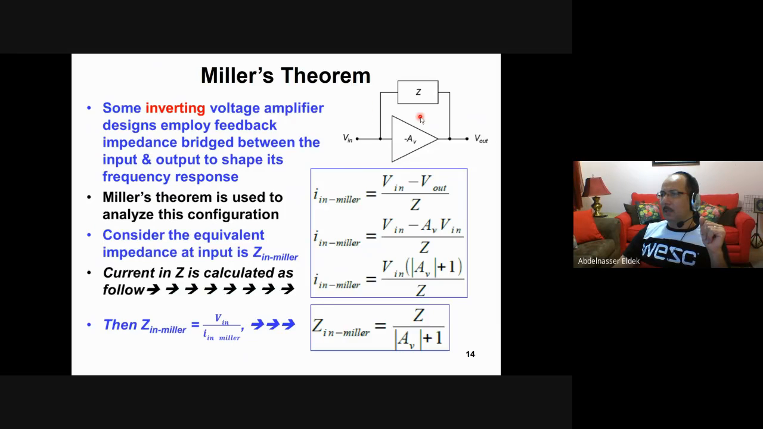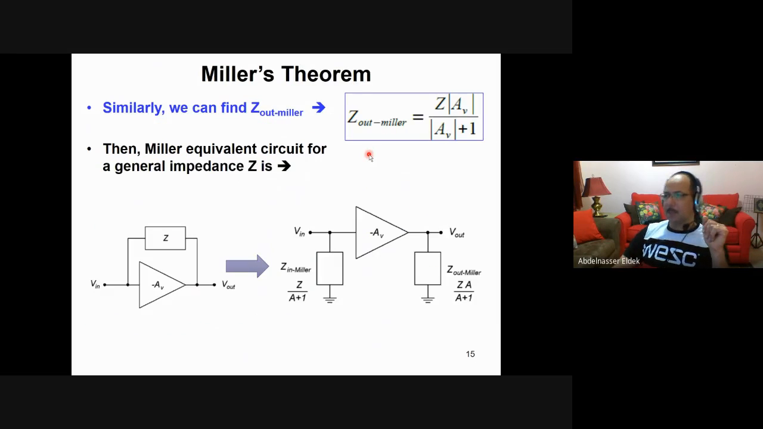This Miller theorem is actually replacing this one here with this one. So we remove this and find an equivalent circuit for it. In this case it will be easier for us, because all you have to do is find the input impedance here and the output impedance. So we replace this Z by this input impedance and this output impedance. As Miller says, this Z in Miller equals this Z divided by A plus 1, where A is this one here, of course the positive amplitude of it. So it is Z divided by A plus 1. And the output impedance equals Z times A over A plus 1.